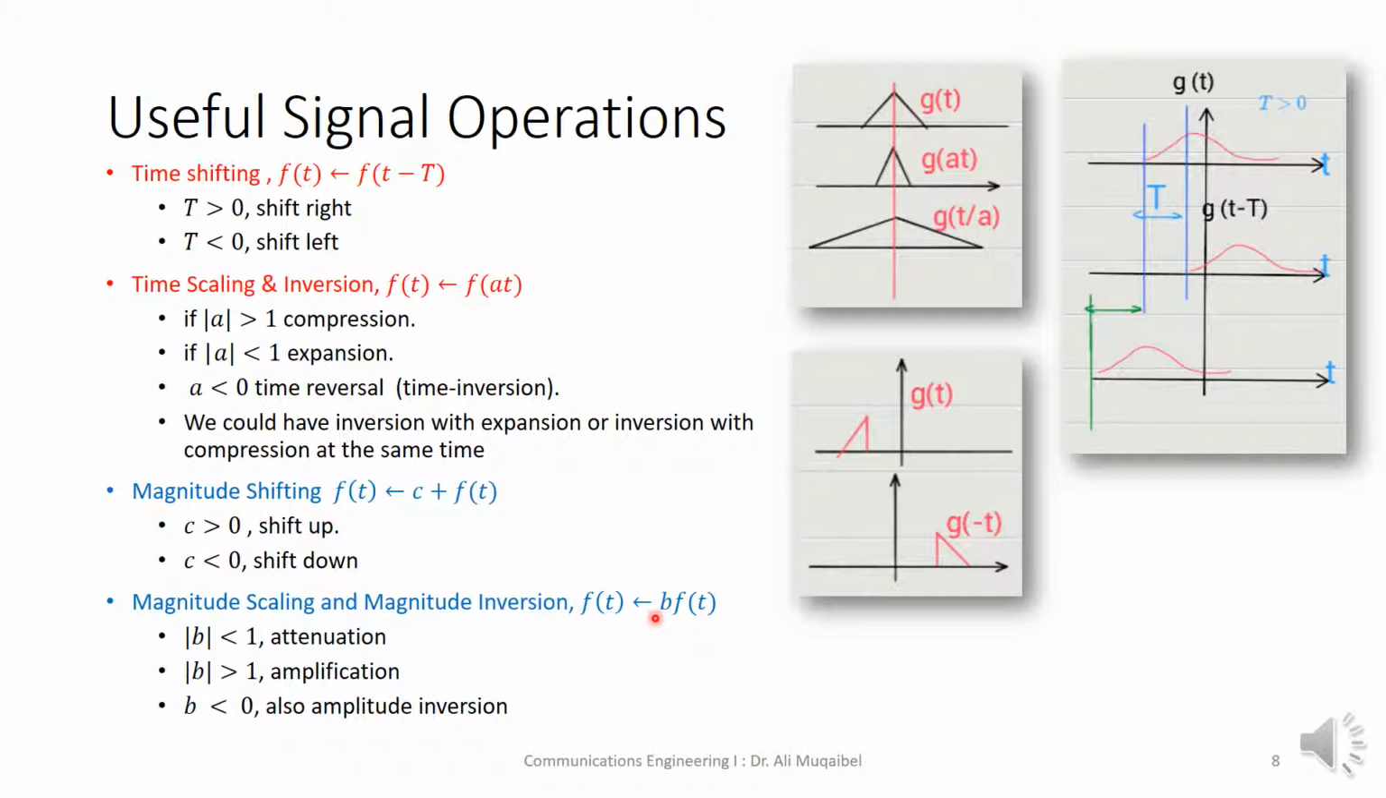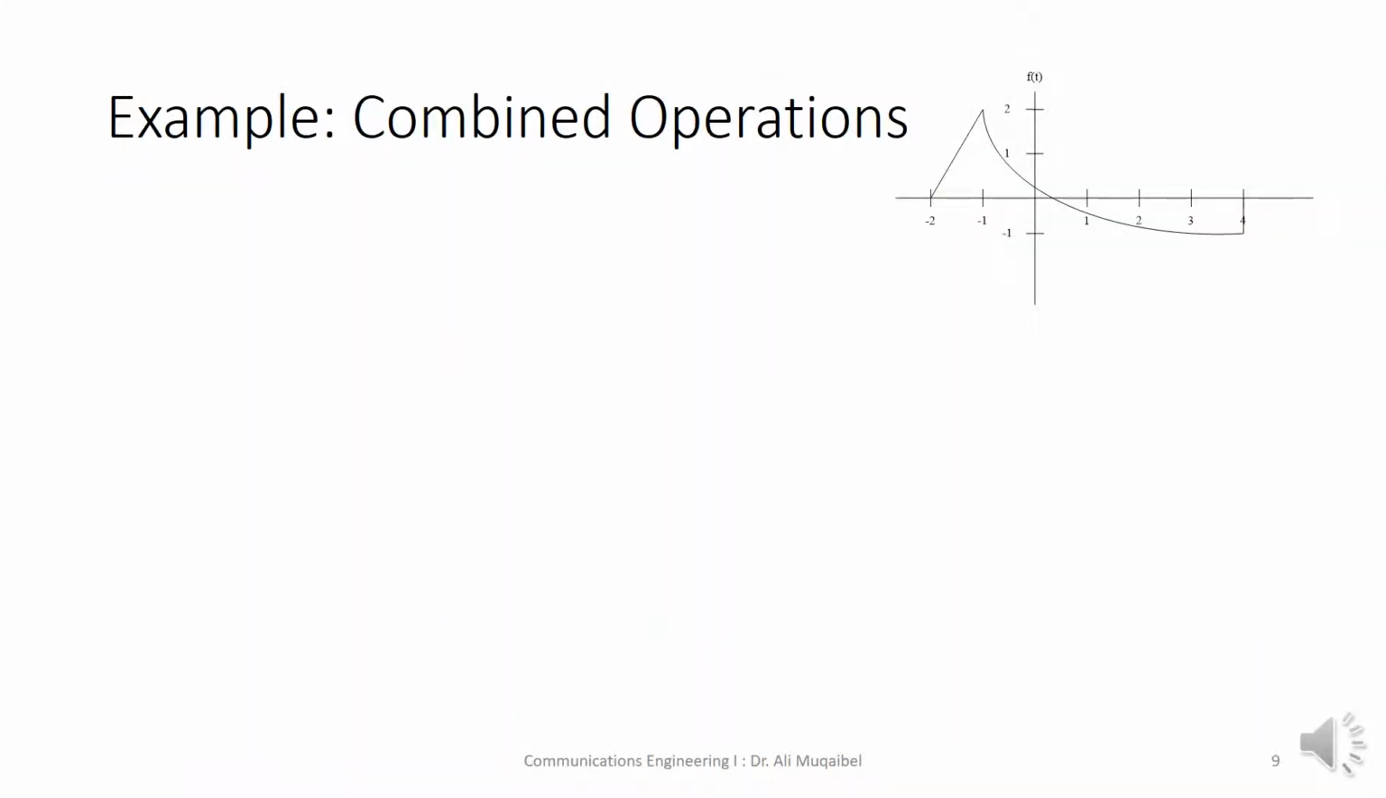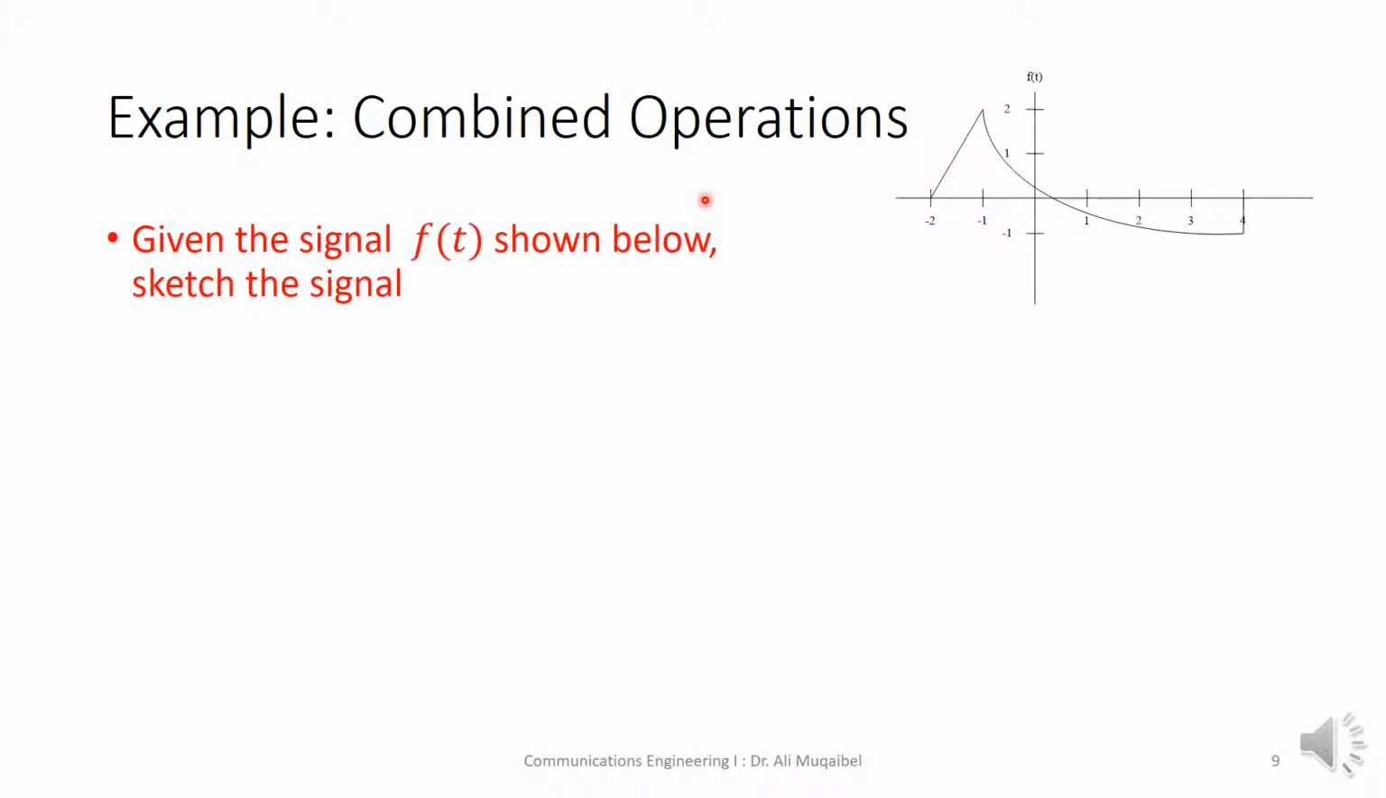Okay, so we have different operations. These red ones are on the x-axis, time, and those operations are on the y-axis. Example of time operations: I pick one relatively combined example because it's easy to do shifting or reversal alone. But what if we have a combined operation, like f of t is shown here, and you are asked to sketch 4 minus 3f of minus 2t minus 6. We'll focus on the time because the operations outside are relatively easy. This is shifting, this is scaling and inversion.